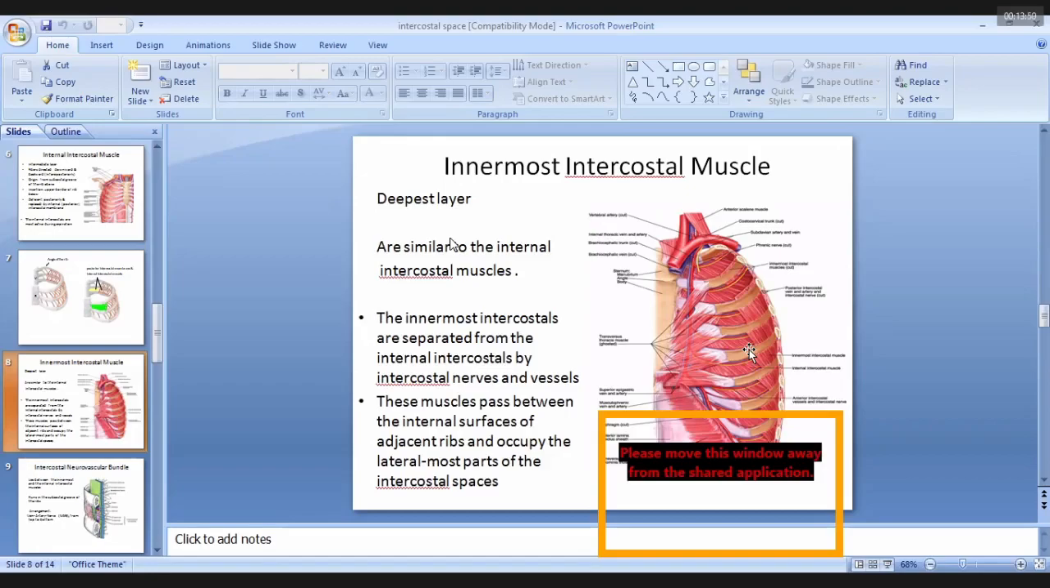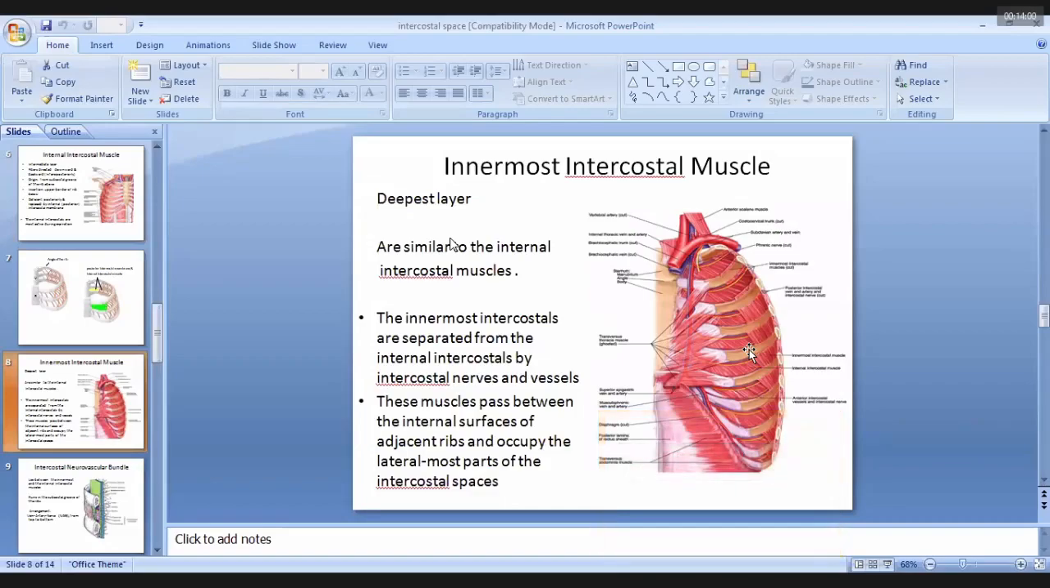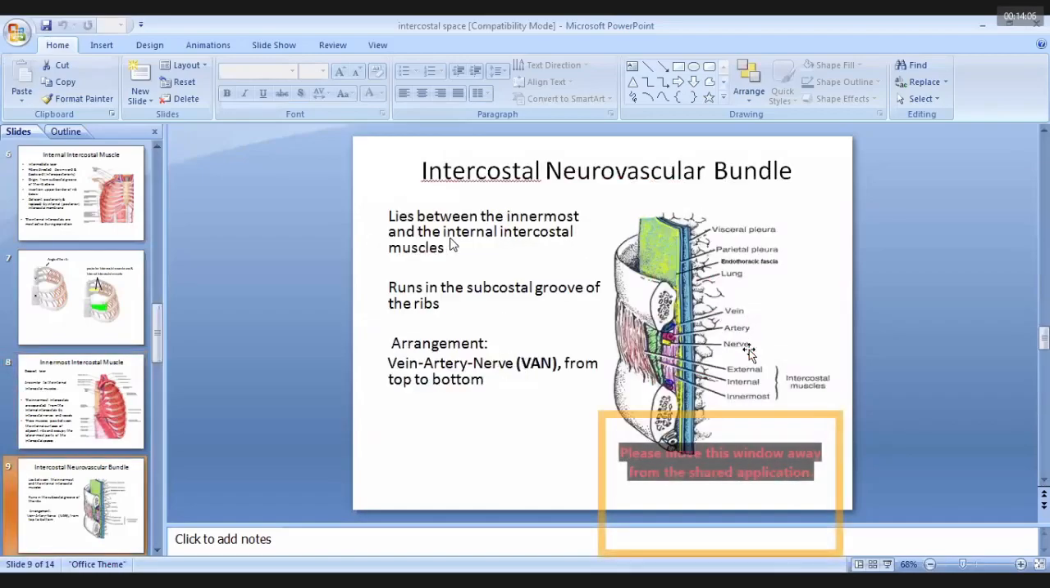In the muscular component, the contents of the intercostal space contain three muscles: the most superficial one, the external intercostal; then the middle one, the internal intercostal muscle; and the innermost, forming the deepest layer of the intercostal muscles. Then the second content are the neurovascular structures containing the intercostal nerve, intercostal artery, and intercostal vein.